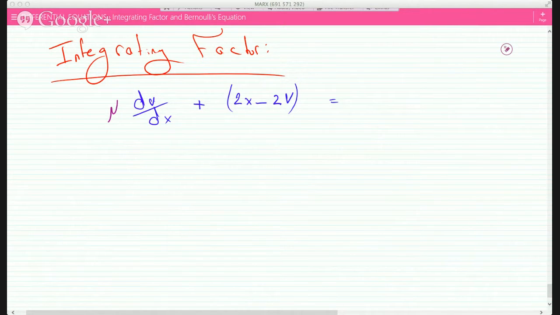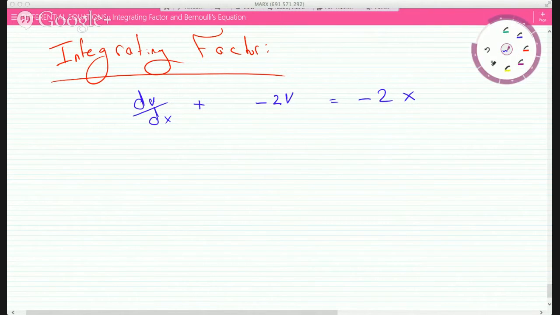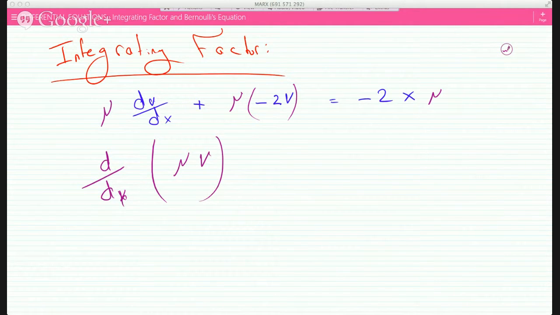So in the standard form, before I put the integrating factor, this is just dv over dx minus 2v equals minus 2x. No? Now this is in the standard form. Now I can multiply by my integrating factor here, here, and here. And I'm hoping that I can get a product rule out of this guy to equal this.